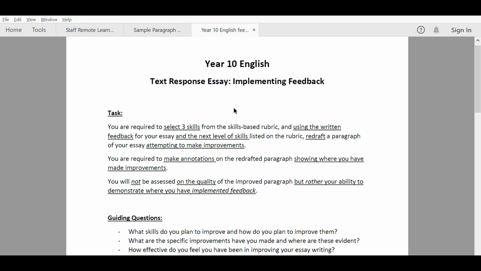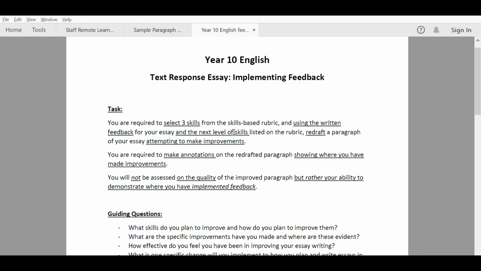own writing. So guys, just to go over really quickly what the task is, you are to select 3 skills from the skills-based rubric and using written feedback for your essay and the next level of skills in the rubric, redraft a paragraph of your essay attempting to make improvements. You also need to make annotations on this. So because you're writing it at home, you might just write these in dot points underneath your rewritten paragraph.